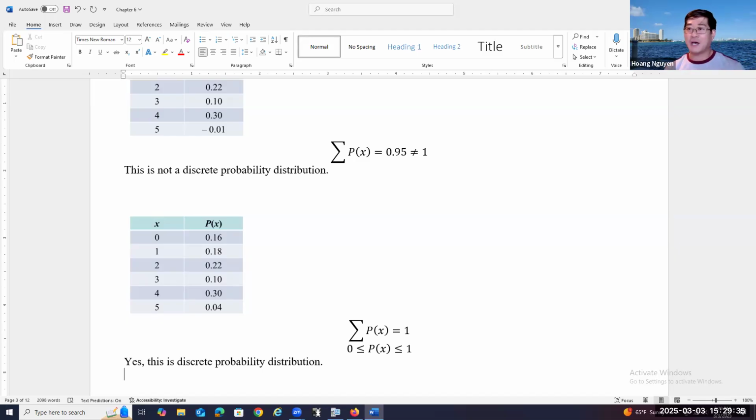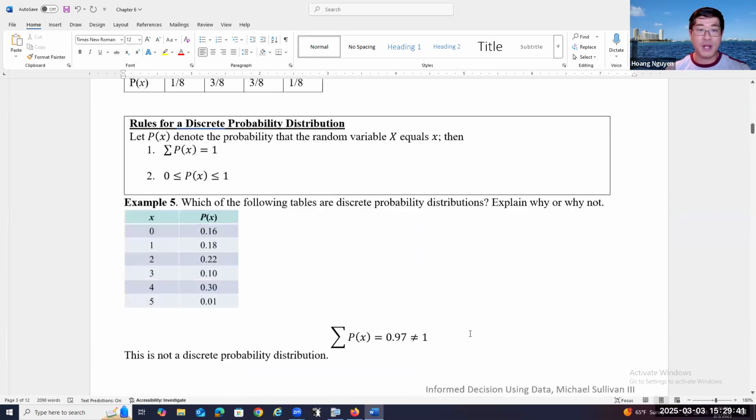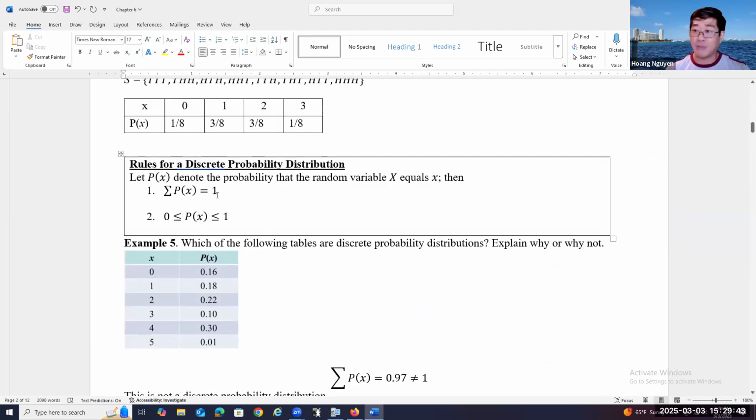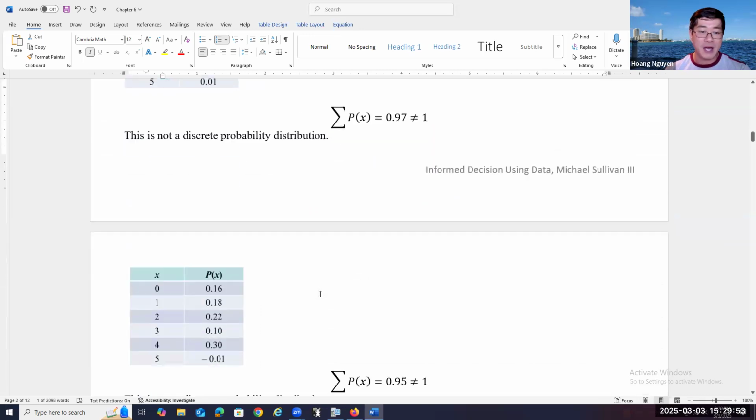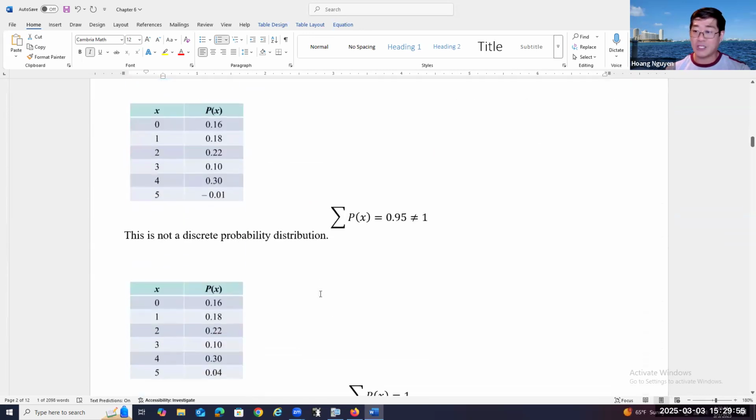Okay, so that's how we determine if we have a discrete probability distribution. Make sure that you're using the two rules that we have for a probability distribution. The summation of the p(x) is exactly equal to 1, and the individual values of p(x) are between 0 and 1. So that's how we determine a discrete probability distribution.